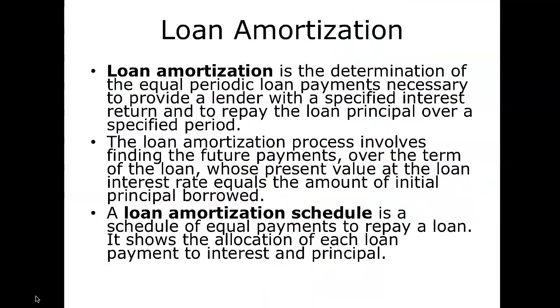Loan amortization is the determination of the equal loan payments necessary to provide a lender with a specified interest return and to repay the loan principal over a specific period of time. And if we want to know at any point in time the balance, how much of it went towards interest and how much of it goes towards principal, we can look at a loan amortization schedule.